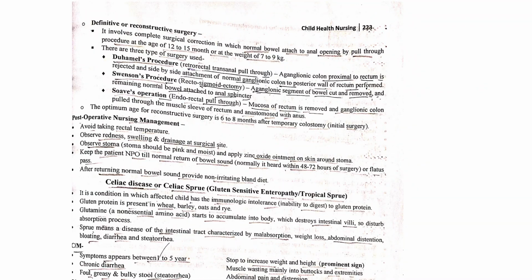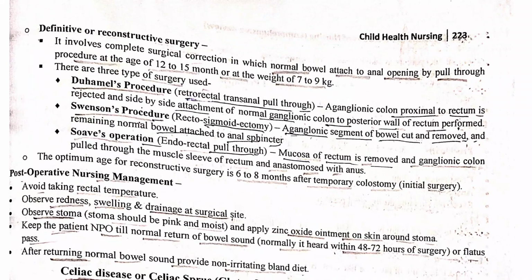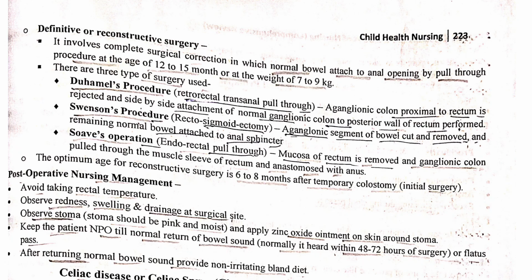Then definitive or reconstructive surgery. It involves complete surgical correction in which the normal bowel is attached to the anal opening by a pull-through procedure at the age of 10 to 12 months, or 15 months, or at a weight of 7 to 9 kg.